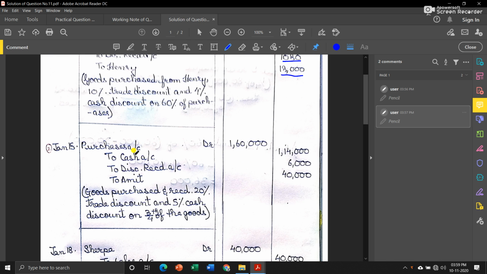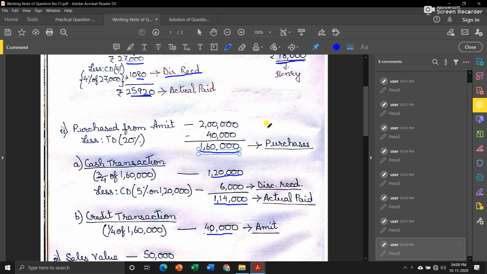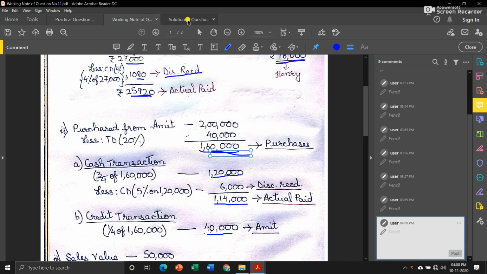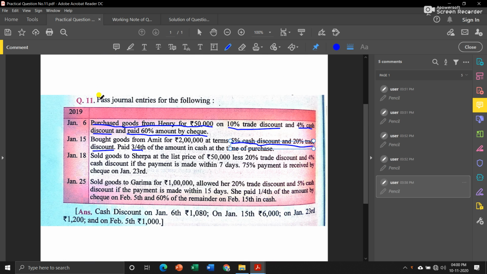Okay, now let us come to the journal entry. Purchases account will be debited. Since we paid 3/4 in cash, cash account will be credited because cash is going out from our business, and according to the rule of real account, we credit what is going out from the business. Then we received discount, so we will credit discount received account, then to Amit, that remaining 1/4 part we will write here, 40,000. Then discount received was 6,000, and the actual payment that we made in cash was 1,14,000. Altogether we got 1,60,000 purchases. Okay, here 1,60,000 purchases. Now let us see the next transaction.